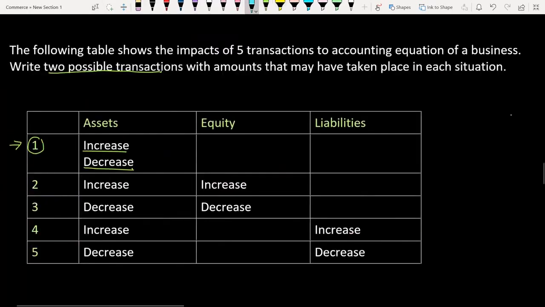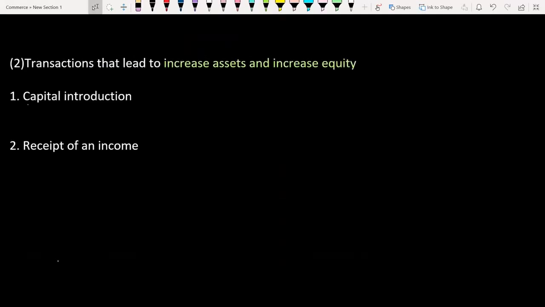Now again, let's look at the second impact of the transaction. Assets increase and equity also increase. For this situation, we have two possible transactions. One transaction is capital introduction. So how do we write this transaction in the long form?